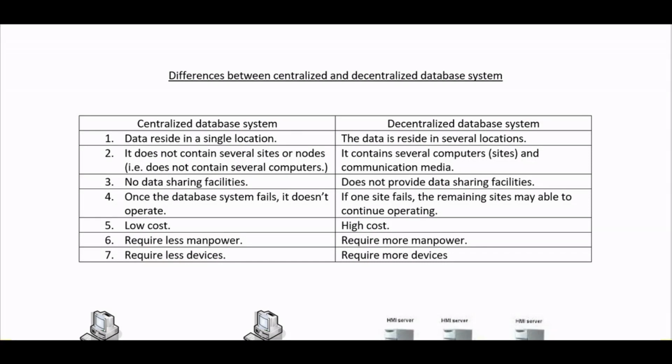Decentralized database means the data is stored in multiple places. It contains several computer sites, nodes, communication media. The data is stored in multiple servers which are accessed by its clients.